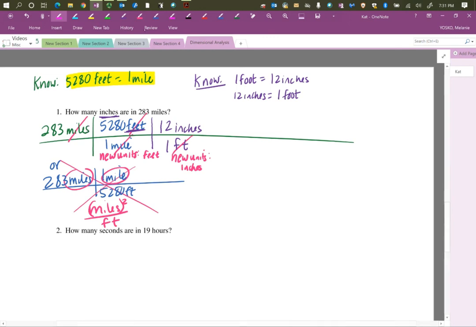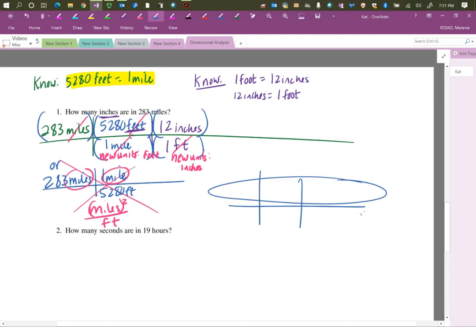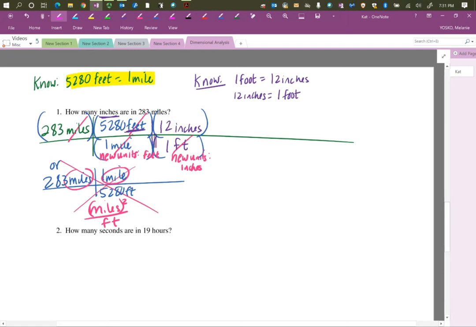Inches. Now keep in mind, I wrote it like this, but this is mathematically equivalent to sets of parentheses. In science, though, you're typically going to see this. You're going to multiply the numerator and divide things in the denominator. But you could also use parentheses. So we do 283 times 5280 times 12 divided by 1 divided by 1. Okay, so let's type this in a calculator. Okay, so it looks like 17,930,880, and the units are inches. There's that many inches in 283 miles.